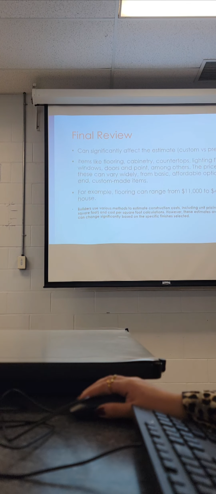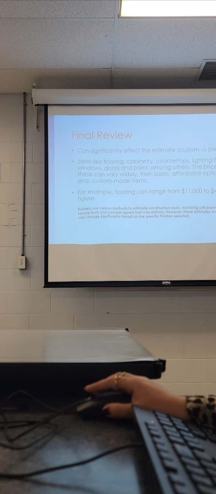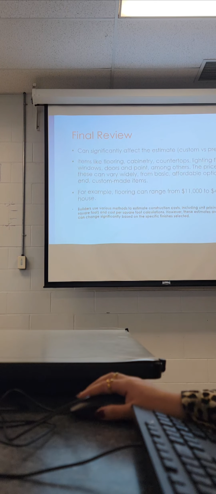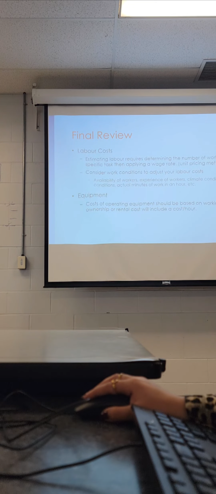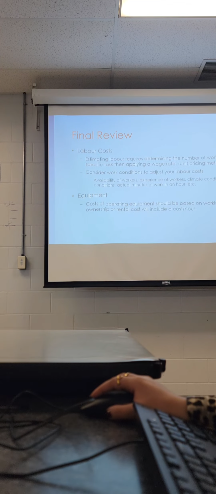Again, you guys realize that custom versus pre-designed, your estimates can vary tremendously. Flooring can range from $11,000 to $44,000 for the same square footage, depending on what you pick. So making sure we're clear on what we're estimating is important. We talked about labor. I'm not going to put any labor calculations, even though it says I should.